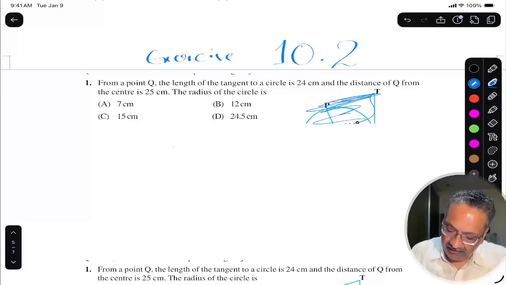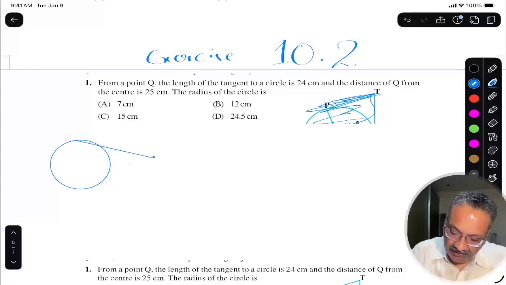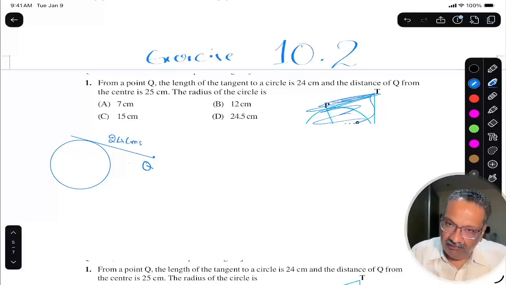So there is one circle and there is one point Q. From Q there is one tangent. So there is a point Q. The length of the tangent is 24 centimeters. I will call this point of contact as P. Alright. What does it say again?